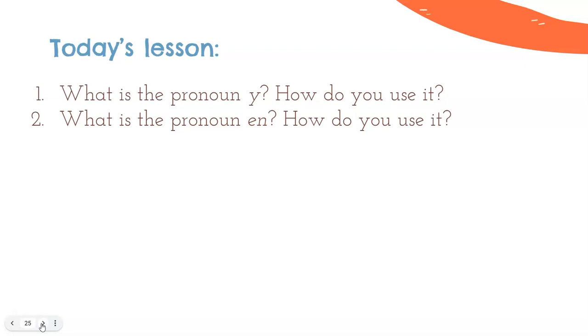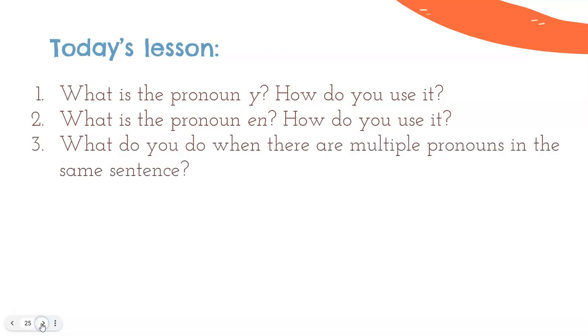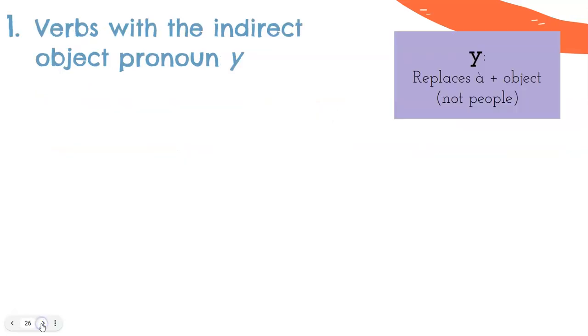What is the pronoun en and how do you use it? And what do you do when there are multiple pronouns in the same sentence? Not just for y and en, but for any of the direct or indirect object pronouns we've been studying so far. So let's start with verbs with the indirect object pronoun y.